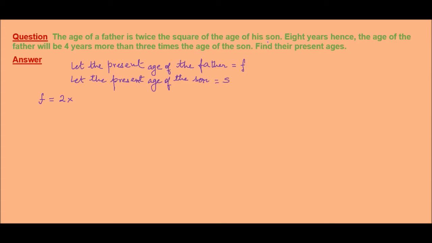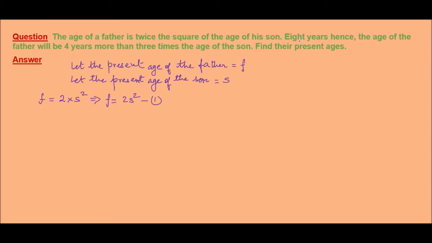Square the age of his son, that is the son's present age, which is s. In our case, we have taken the son's present age to be equal to s. So square of the son's present age will be s square. So we have the first equation as f is equal to 2 times s square, or this can be written as f is equal to 2s square. This becomes our equation number 1.